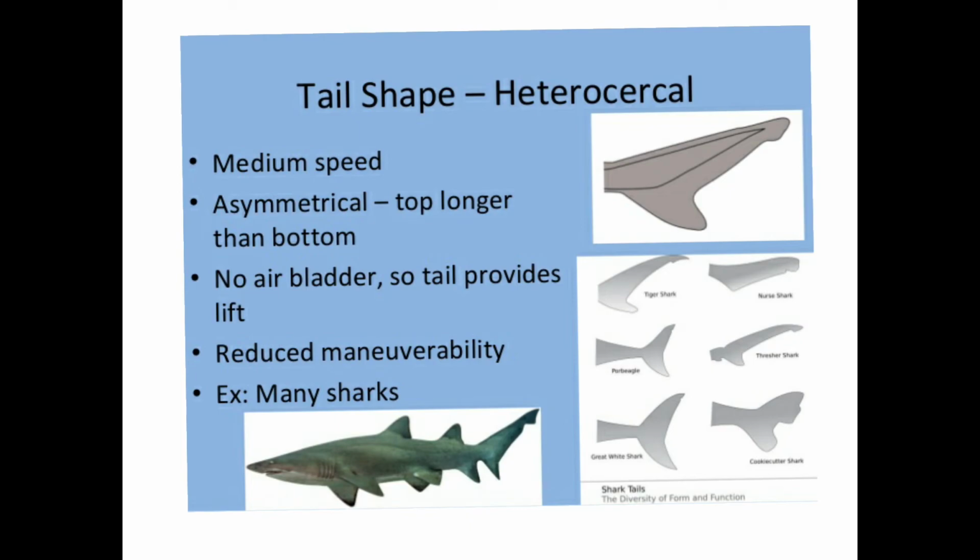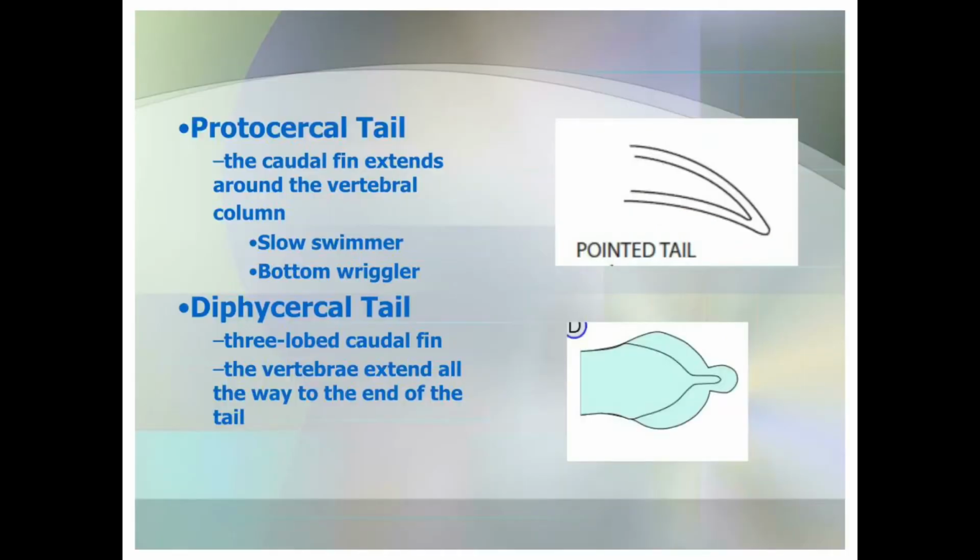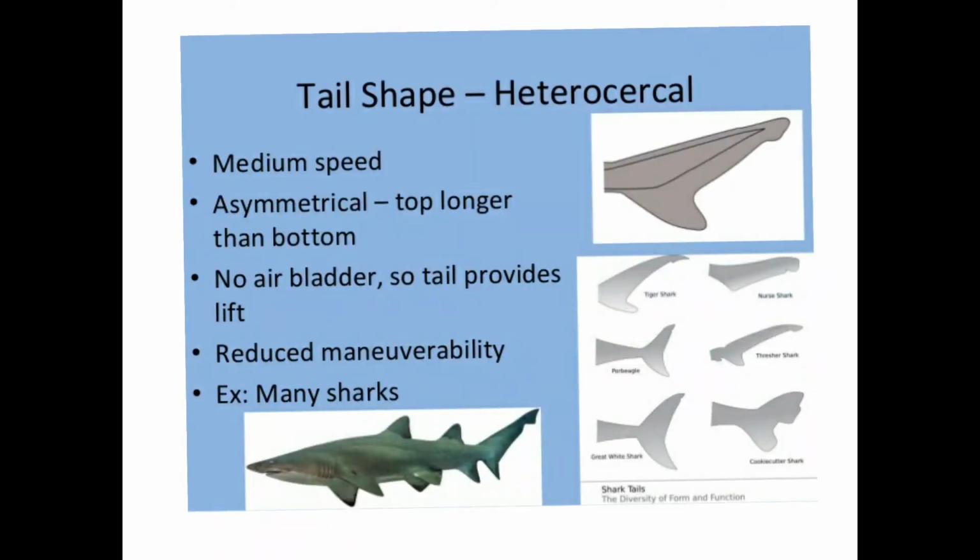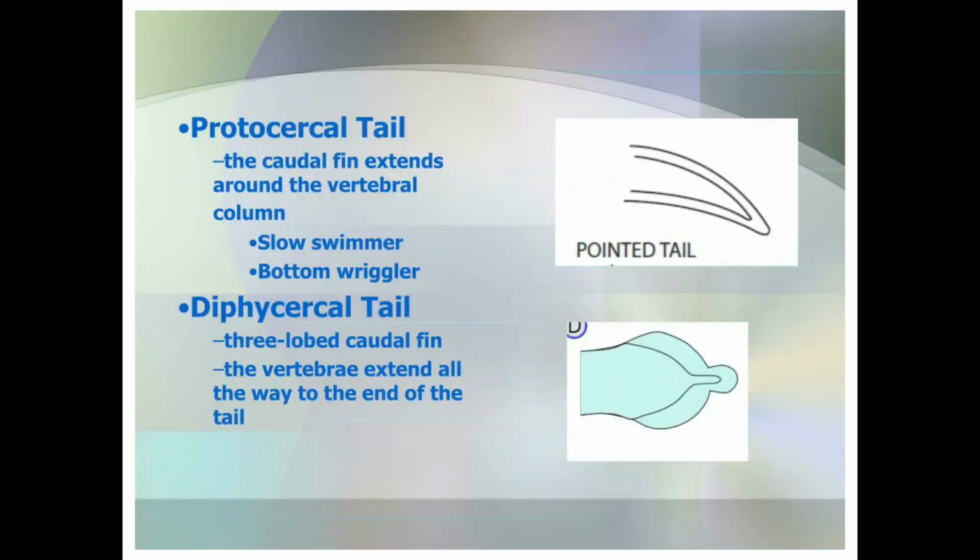Here it is a heterocircle tail. In the first slide, we saw the definition of the heterocircle tail. These fishes are medium speed, asymmetrical, with the top longer than the bottom, and no air bladder. An example is the shark, which is a cartilaginous fish.